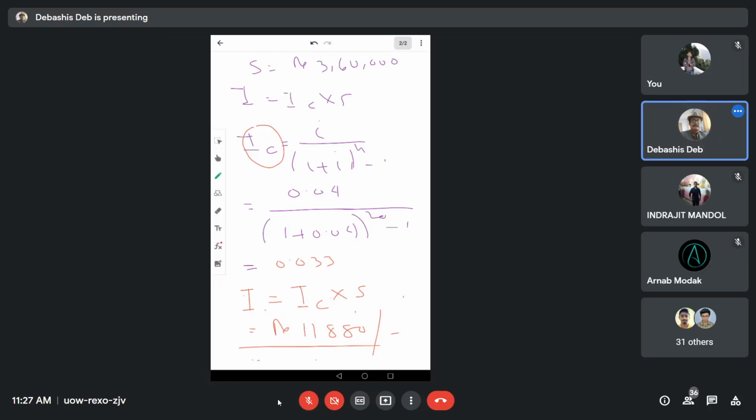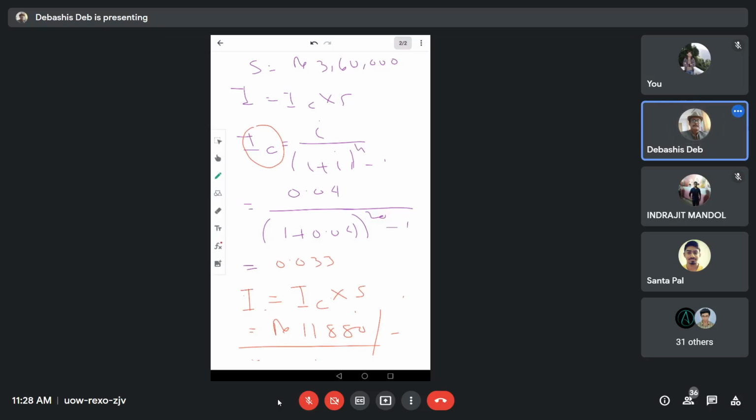Any doubt in this problem? Sir, I have a question. Tell me. Sir, if we take 0.033, it is coming 11,880. But if we take the exact value, a big number, 0.03358 something, then it is coming 12,089. Both are correct. 1,000 rupees difference. Yes, both are correct. Now it is your choice, because since you are getting the help of the calculator, you can simply multiply with the figure obtained from the calculator.